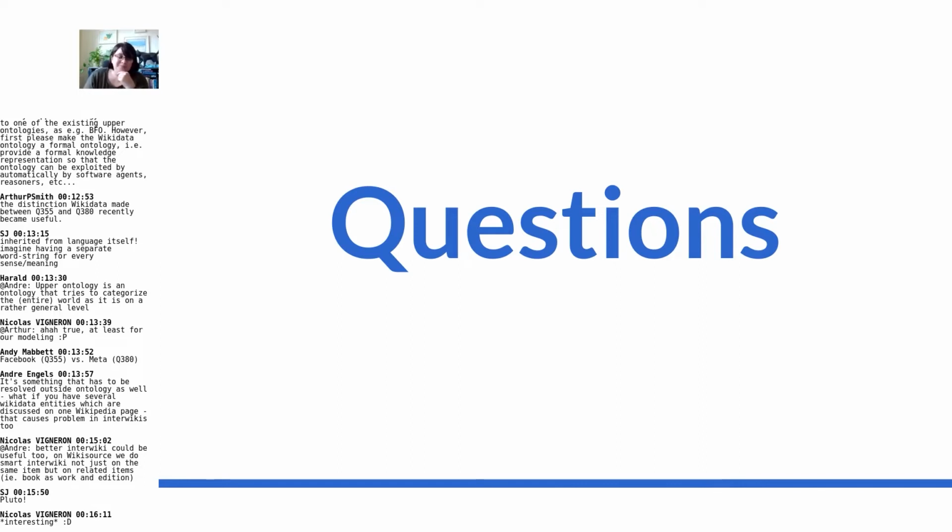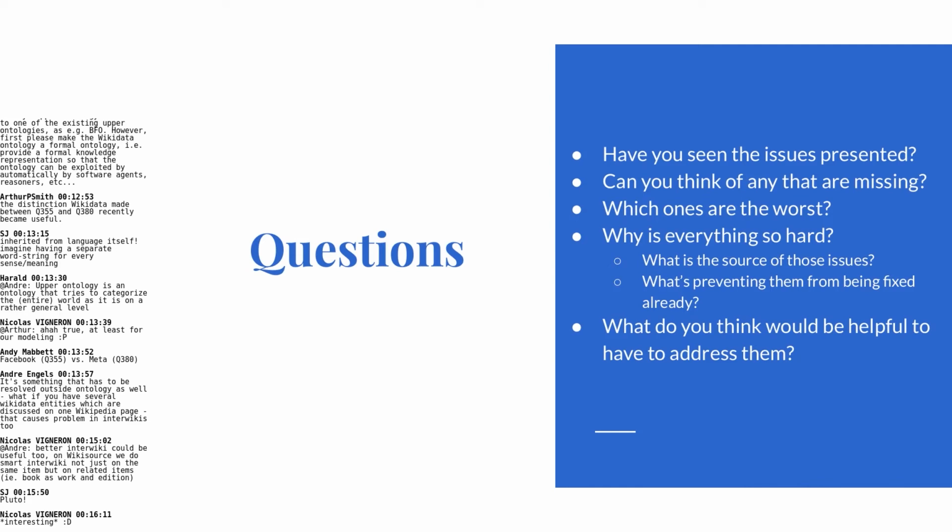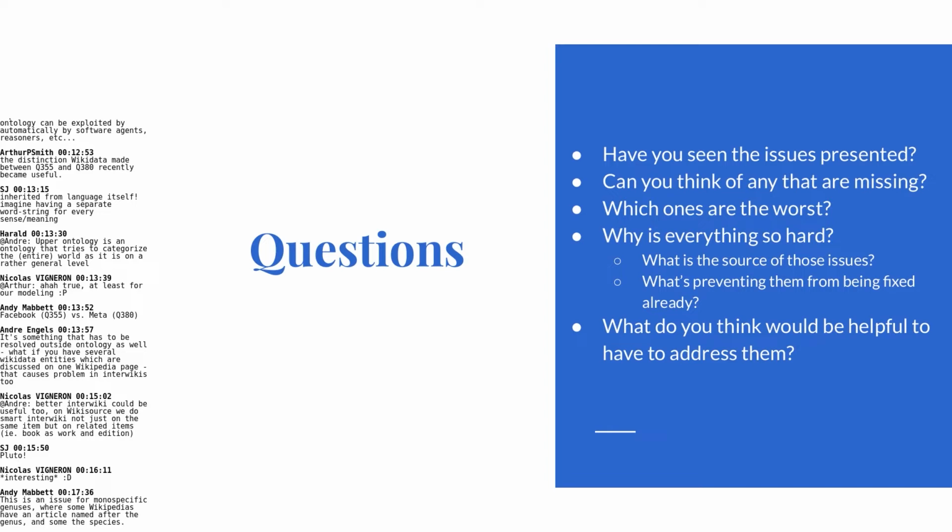And now that I've shown you all these different types of problems, I have a bunch of questions for you. Which of those issues have you seen in your work in Wikidata or trying to build applications on top of Wikidata? Can you think of any that we are missing? And which ones of those are actually really bad for trying to build applications on top of Wikidata, which are really hindering you to build on top of Wikidata or even to do work on Wikidata itself when editing?